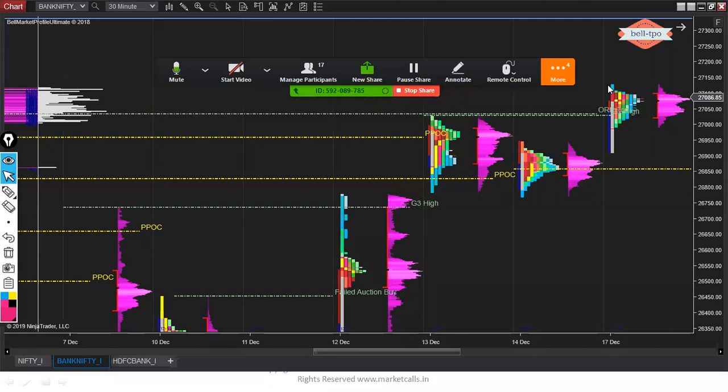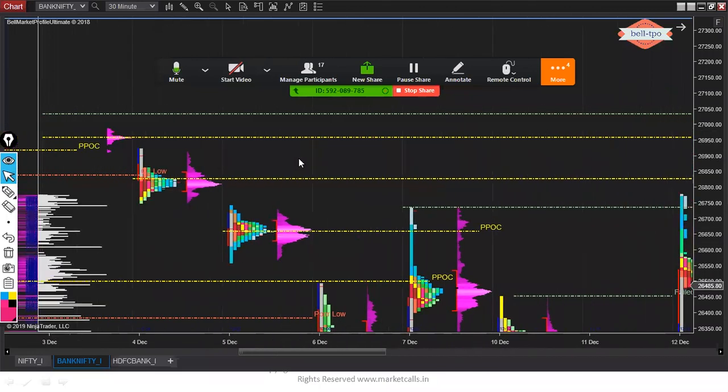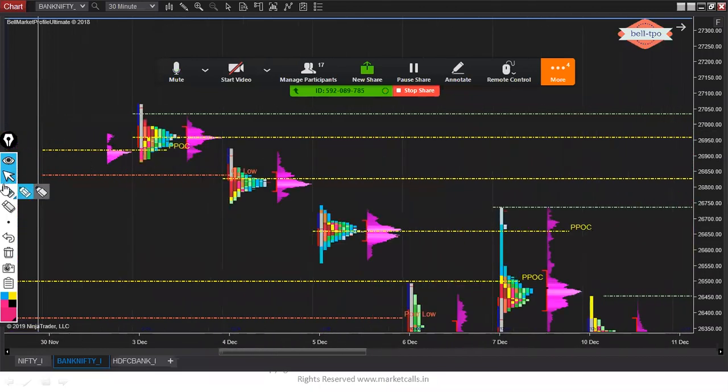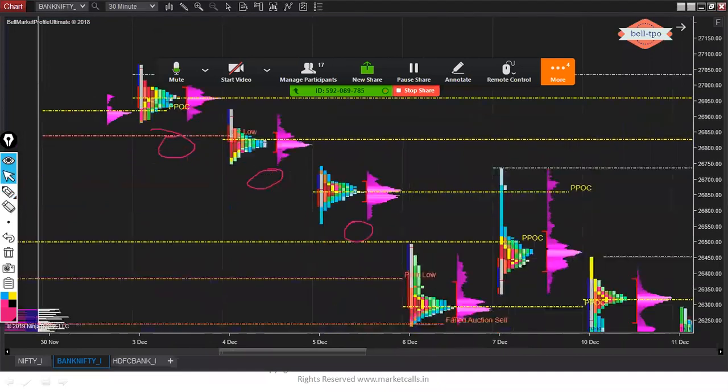First, you need to know who competes against you. How do you know that all these are weaker hands? There is a prominent point of control formation here. Again, there is a prominent point of control formation here. Again, there is a prominent point of control over here. And as the day progresses, there is one more prominent point of control over here.